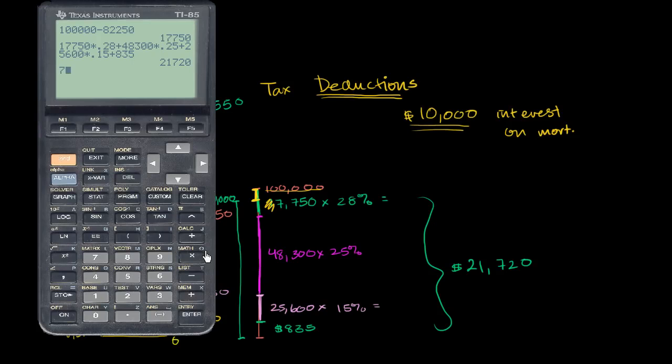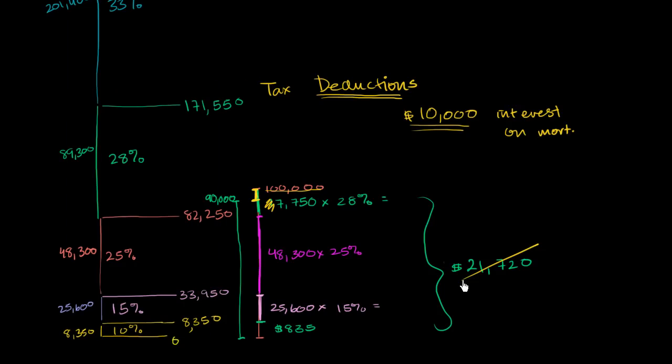We have 7,750 times 0.28 plus 48,300 times 0.25 plus 25,600 times 0.15 plus $835. And that's $18,920. So now the taxes will be $18,920. And as you can see, the difference between the old and the new is exactly $2,800 because that's essentially the amount that we would be taxed on that $10,000 if we had made that much money. Anyway, hopefully that doesn't confuse you too much.